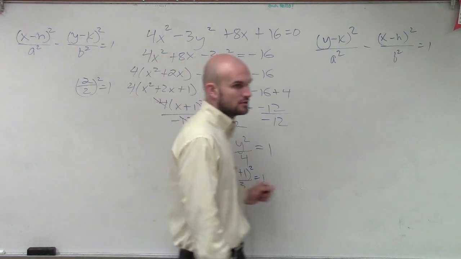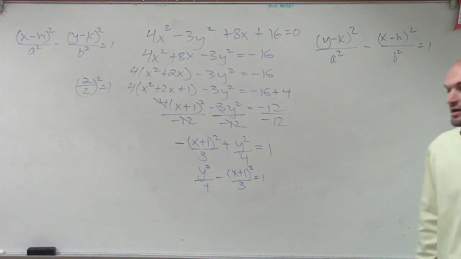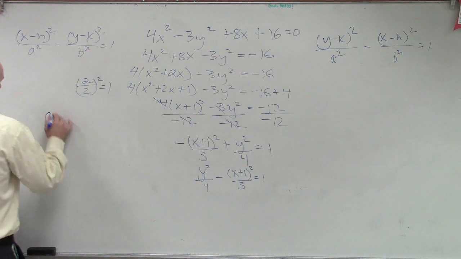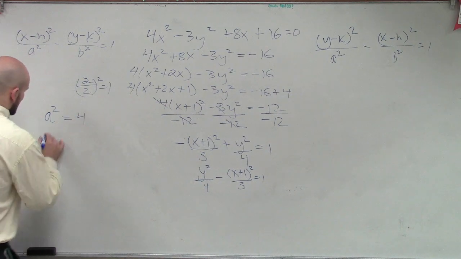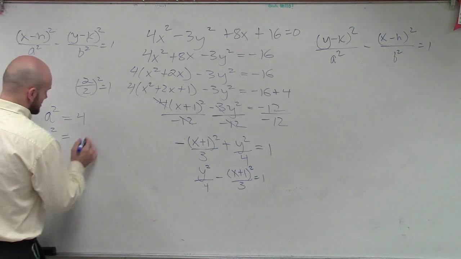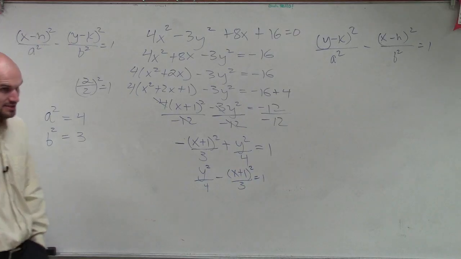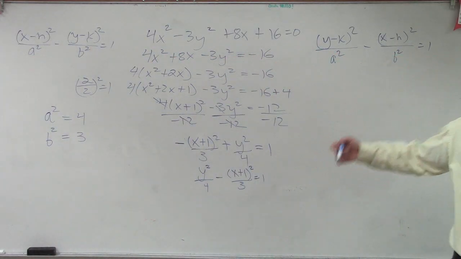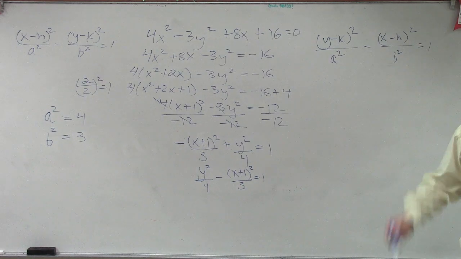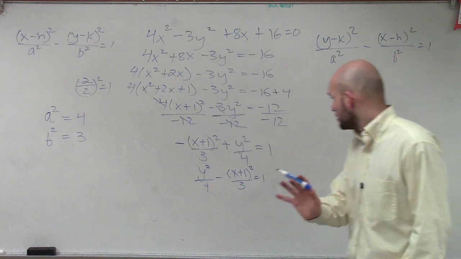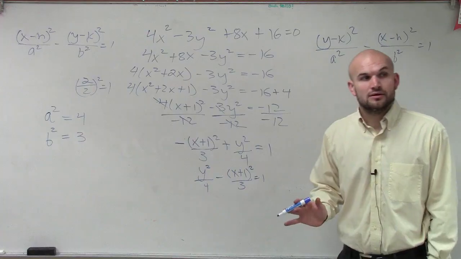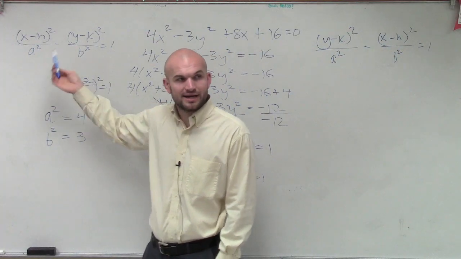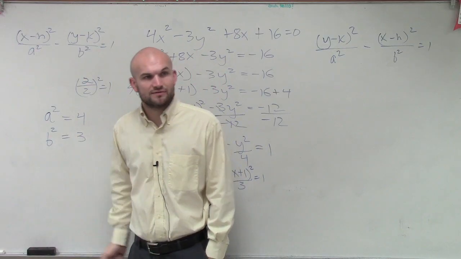So you're right. You want to write it in that format, because now when you have it as a subtraction, you know that a squared equals 4 and b squared equals 3. How do you, oh, okay. Because it's always a squared minus b squared for a hyperbola. A is always the larger one? No, not necessarily. It's just always in the formula, a squared minus b squared. That's the formula that we're always going to have in this form.